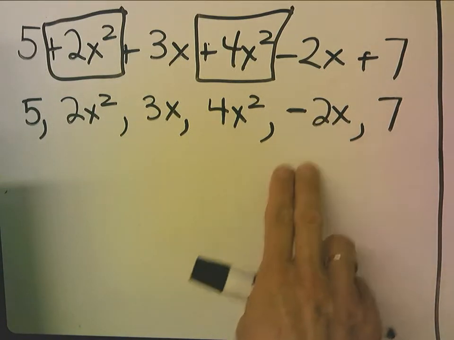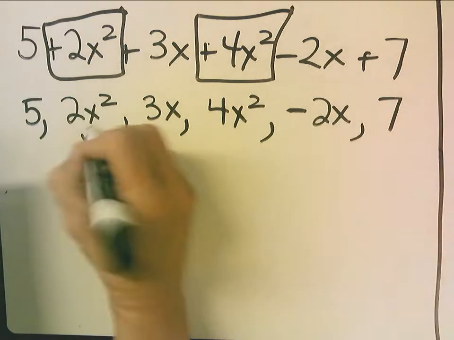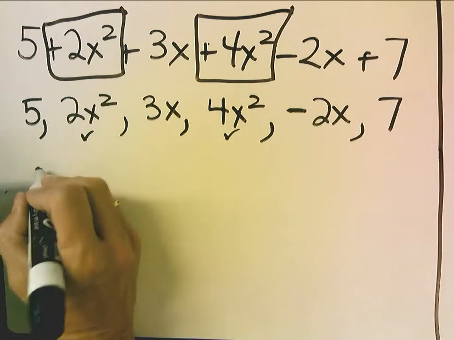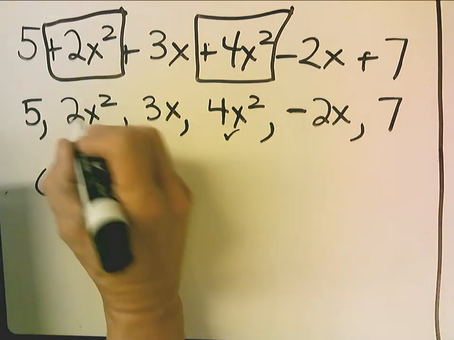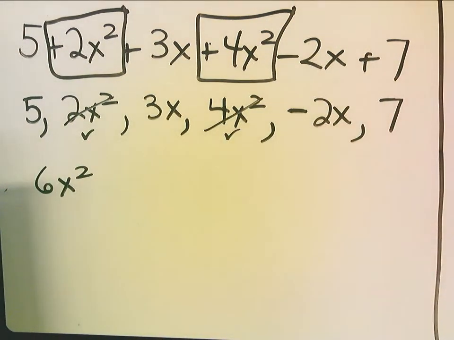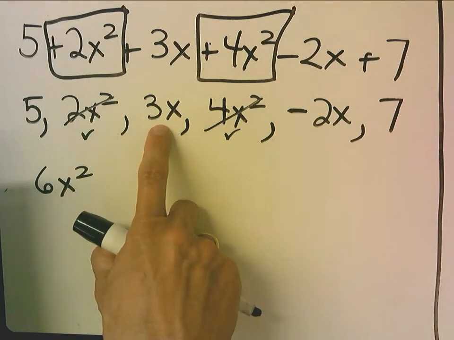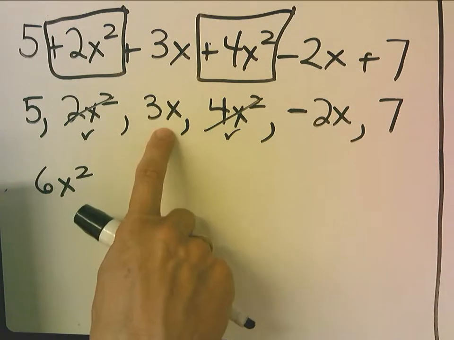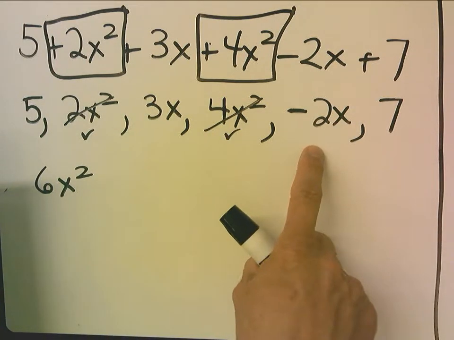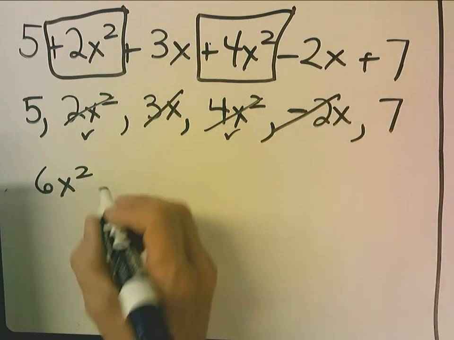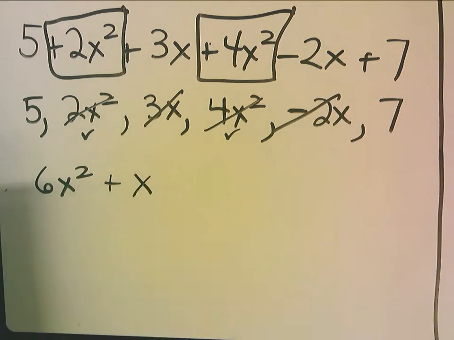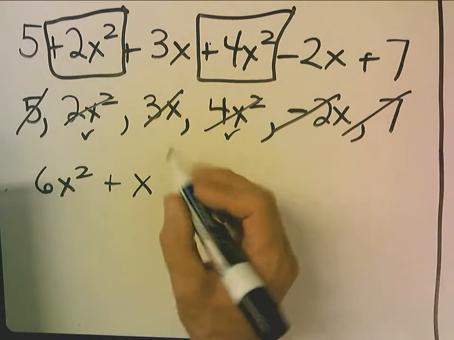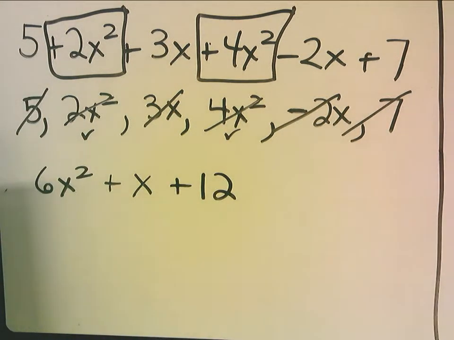So now when I combine my like terms, 2x squared and 4x squared, they're both x's raised to the second power. That becomes 6x squared. I add them together and cross it out. Now I'm going to combine a 3x with a negative 2x. And a 3 plus a negative 2 is 1, so I'm left with 1x. And I'll just write that as an x. Then I have two constants, and they can be combined, so I say plus 12.